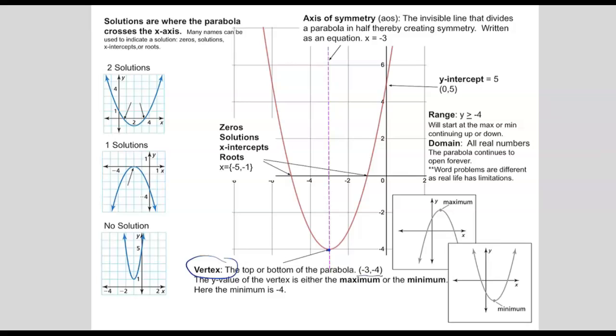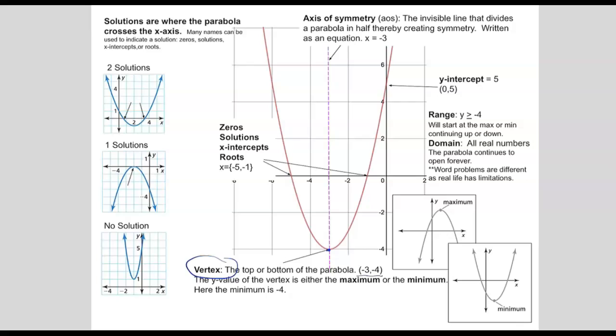So we could say negative infinity to positive infinity, or all real numbers, and all real numbers is just easier to write. So make sure you understand that when we see a parabola, that's going to be our starting point. Now, if these are word problems, there are limitations, because in real life, there are limitations. So it may not go as far, but it's a good idea to know exactly what that parabola is doing.